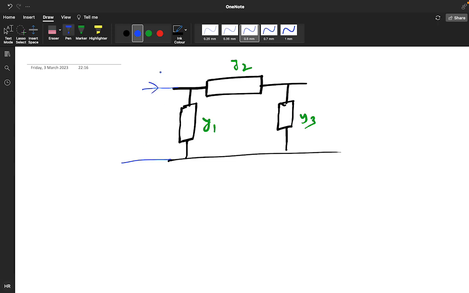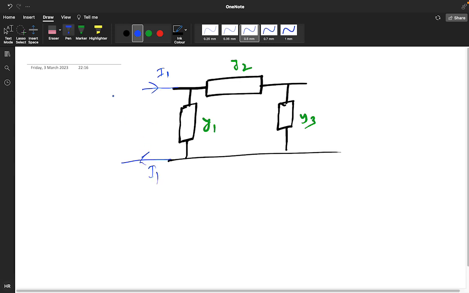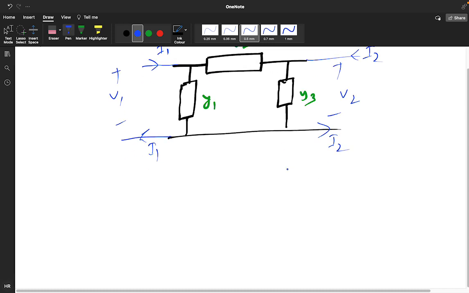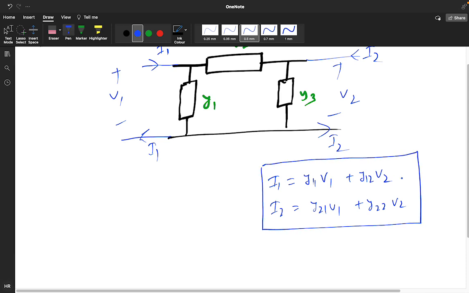For the admittance parameter, this is I1, we are taking the same concept. V1 is positive and negative, V2. If I2 is going, I2 is coming. So what was the general equation of a Y parameter? I1 is equal to Y11 V1 plus Y12 V2, and I2 is equal to Y21 V1 plus Y22 V2. This is the general equation of the Y admittance matrix.